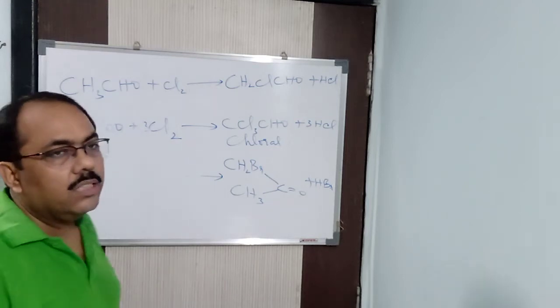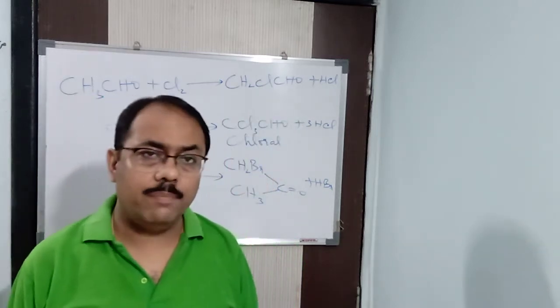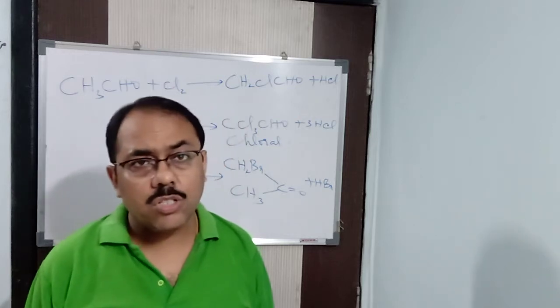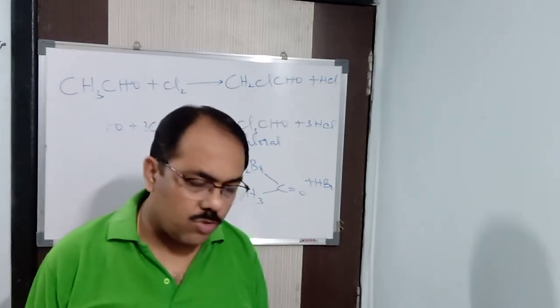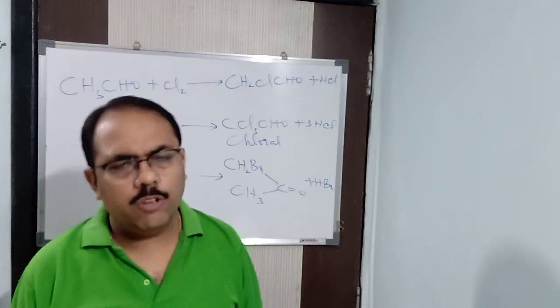The second condition, the reaction takes place in presence of dilute alkali. For example, it can be dilute NaOH, dilute KOH, dilute Na2CO3 or dilute K2CO3. We can also take dilute barium hydroxide also.